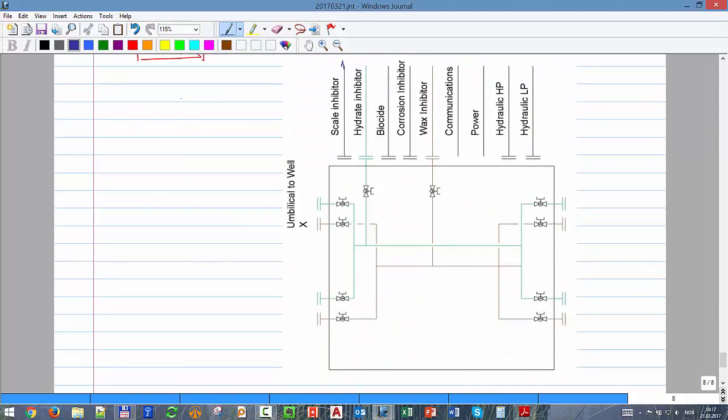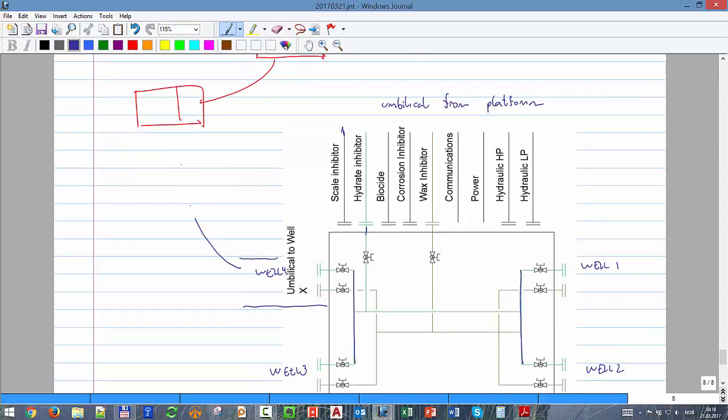And you see I have all the different things that I showed you before: the scale inhibitor, hydrate inhibitor, biocide, corrosion inhibitor, wax inhibitor. We have the communications, the sensors, power, hydraulic high pressure, and hydraulic low pressure. I'm showing here just two, because if I show all of them it will be a bit messy. You see it goes to two headers, and in that case they can go to 4 wells: well 1, well 2, well 3, and well 4. I'm distributing through all of them what they need exactly: the hydrate, the scale, etc. And from here, depending on the case, you usually have another umbilical that goes to each particular well. For example, I want to supply that well, then I connect with an umbilical to that one.